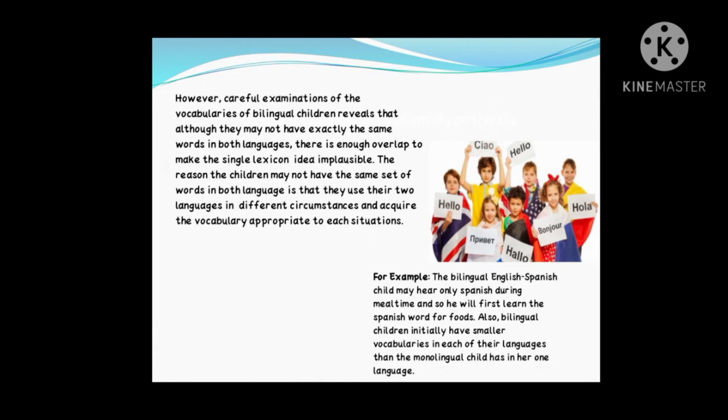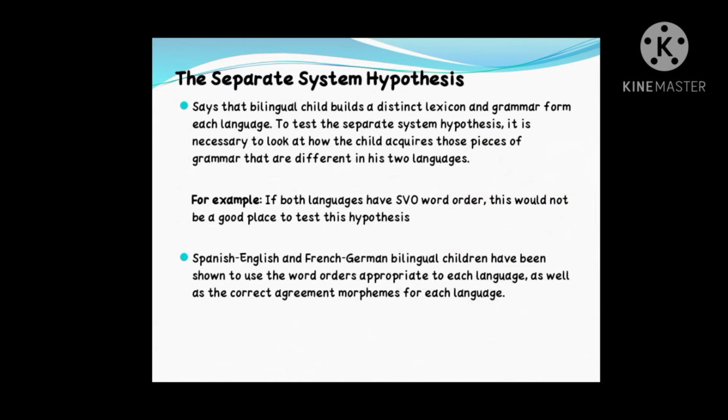This makes sense, since a child can only learn so many words a day, and the bilingual child has two lexicons to build. For these reasons, the bilingual child has more lexical gaps than the monolingual child at a comparable stage of development, and those gaps may be different for each language. On the other hand, the separate system hypothesis says that a bilingual child builds a distinct lexicon and grammar for each language.